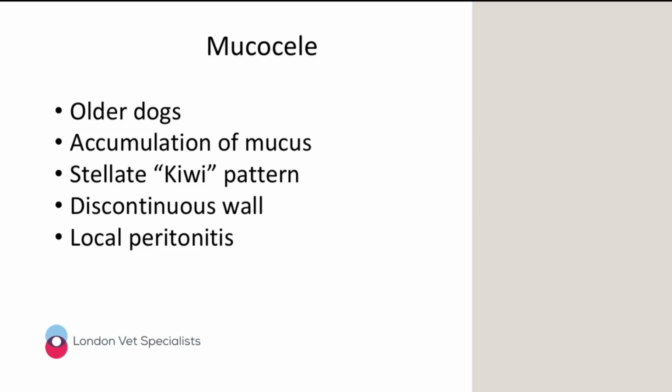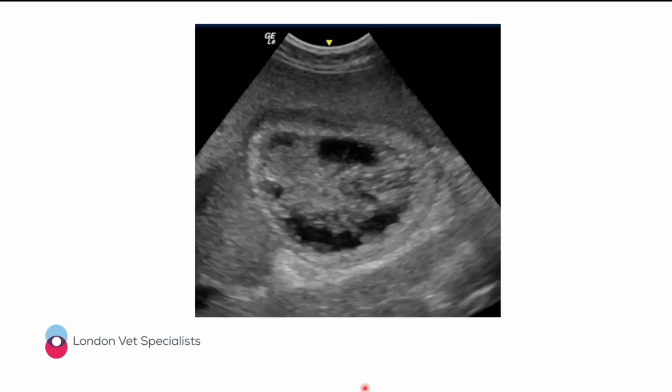If you see a mucocele and you're seeing evidence of a discontinuous wall or a local peritonitis, then those are reasons to be a little bit concerned, because if the wall looks discontiguous and if the fat around the gallbladder is thick and hyperechoic, so if there's any evidence of a local peritonitis, it could mean that that mucocele has ruptured. The patient now has effectively a bile peritonitis.